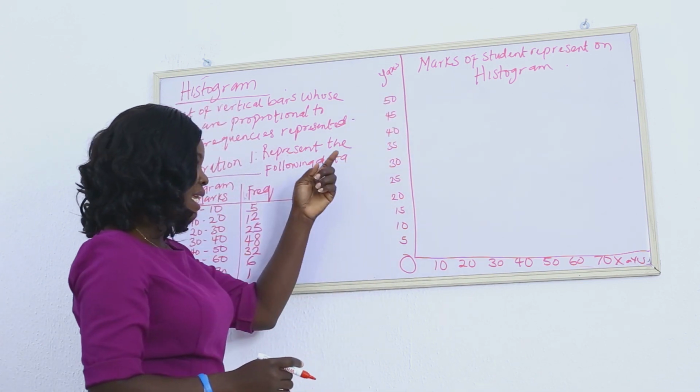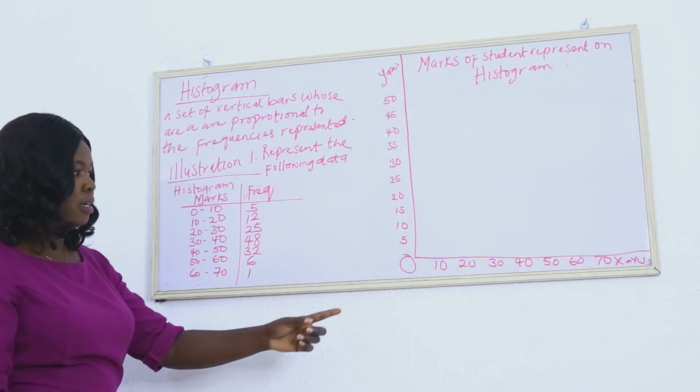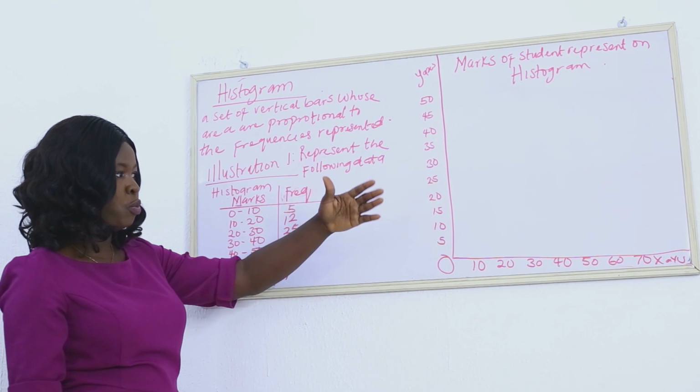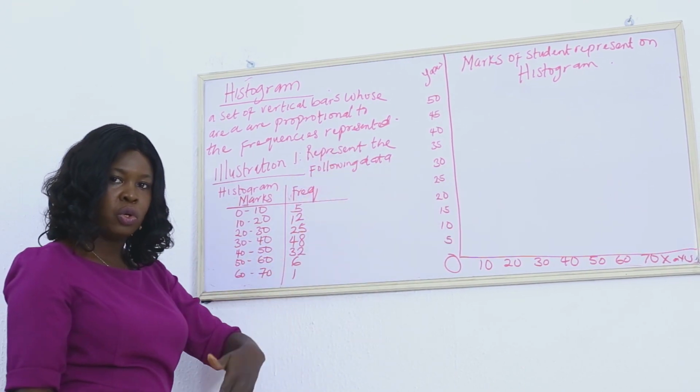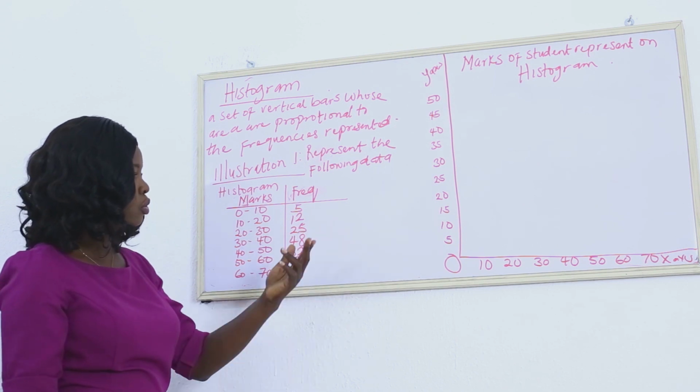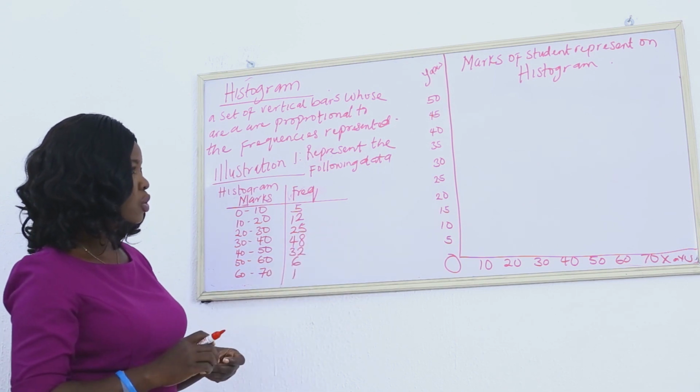5, 5, 10, 15, 20, 25, 30, 35, 40, 45, then 50. My scale is 5. Don't forget, if you are starting with 5, it will be multiples of 5; you add 5 to the next one. If you are starting with 2, you add 2 to the next one, and like that. So, representing this on a histogram.